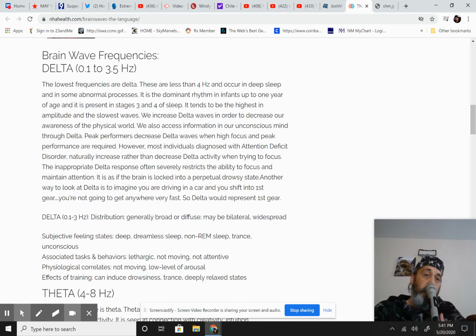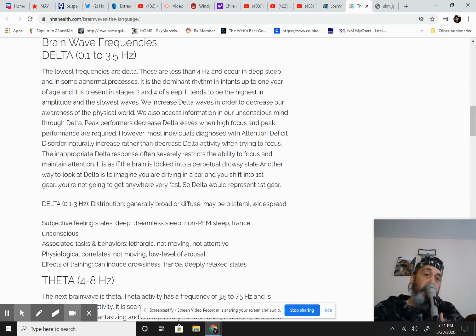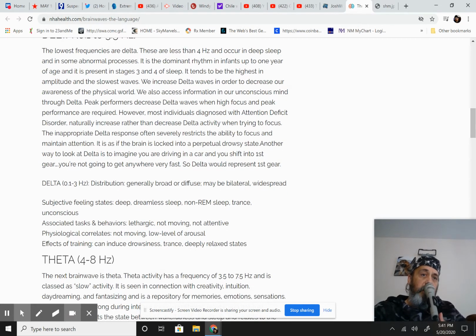Is that why? And it says here it is the dominant rhythm in infants up to 1 year of age, and it is present in stages 3 and 4 of sleep. It tends to be the highest in amplitude and the slowest waves. We increase delta waves in order to decrease our awareness of the physical world.